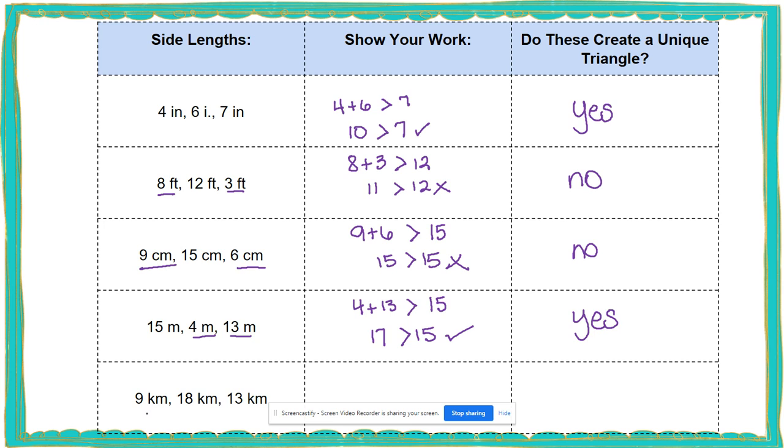And now let's look at our last problem. We have 9, 18, and 13. So my two shortest sides are 9 and 13. So I'm going to add those together. And if it makes a triangle, then it's going to be greater than my third side, which is 18. When I add 9 plus 13, I get 22. And now I have to ask myself, is 22 greater than 18? Well, yes, it is. So that means that these three side lengths will create a triangle.